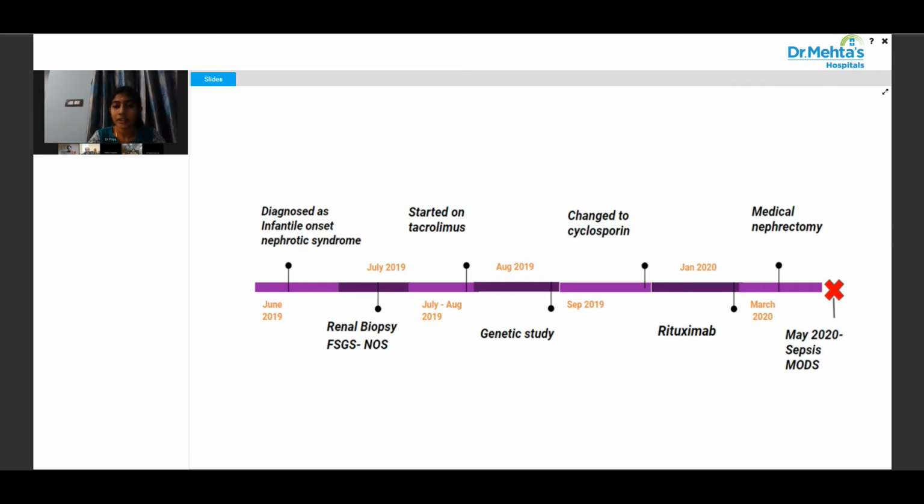Child was continued on cyclosporin as it has an additional cytoskeleton protection action. 2 trial doses of rituximab were tried. Child never showed any biochemical remission, continued to have gross proteinuria. Hence, medical nephrectomy with indomethacin was tried. But within 2 months of nephrectomy, we lost the child due to sepsis and MOTS.